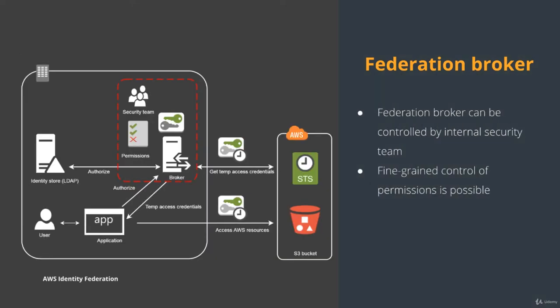The same approach applies to the scenario where a separate security team is in charge of authentication and permissions. We delegate control over Federation broker logic and its permissions to a security team and use the Federation broker as a proxy. In this scenario, both authentication and authorization are happening on a client side. AWS is only creating access credentials. That is all you need to know to solve this scenario. Next, we'll discuss question scenario that involves mobile app.